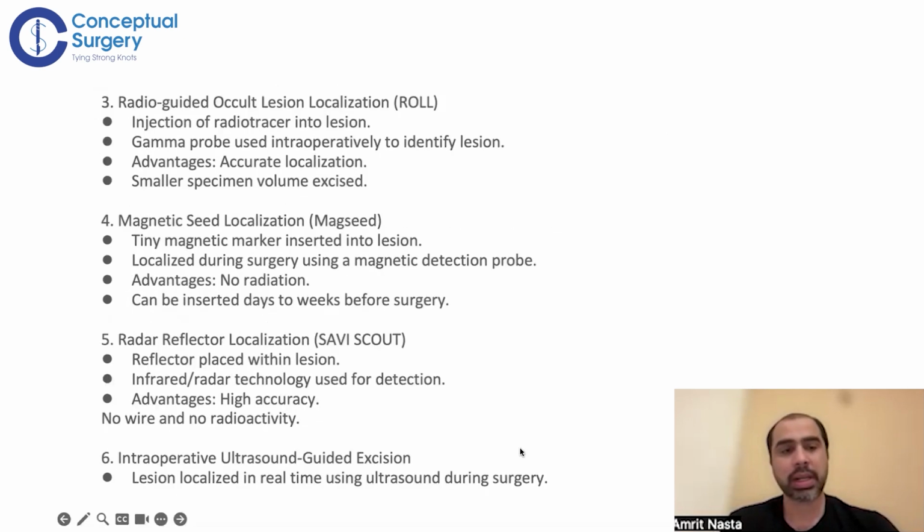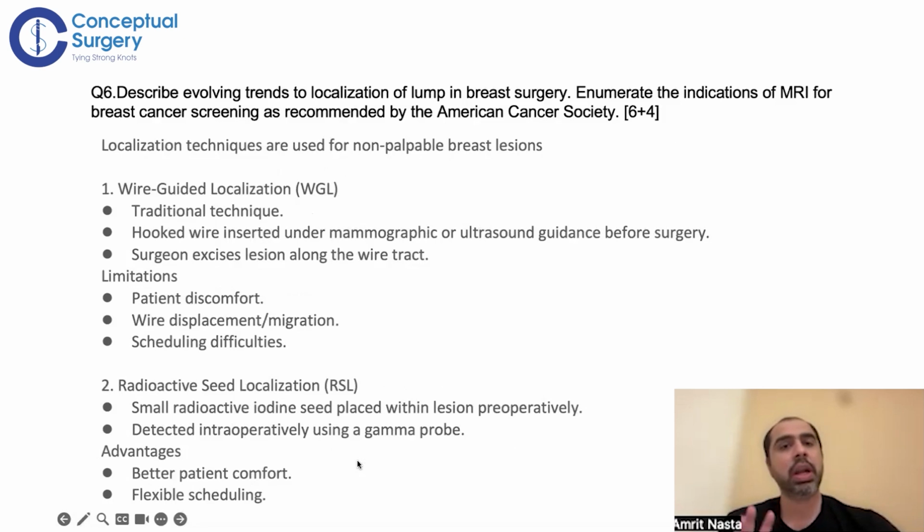For 6 marks at least I write 5 to 6 technologies which are used. That will get you at least 5 to 6 marks in this. And these are things which students would normally not be able to answer comfortably, right? They would just write mammography guided excision or things like that, but here you're getting a very precise answer.